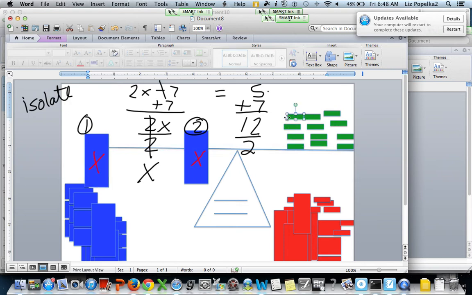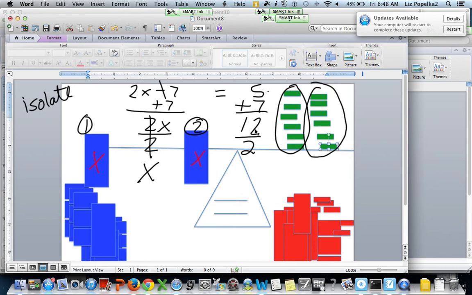So I've got 1, 2, 3, 4, 5, and 6. Whoops. That didn't want to cooperate, did it? And 6. So then I've got 1, 2, 3, 4, 5, and 6. So if I divide those 12 into 2 separate groups, group number 1 has 6 in it, group number 2 has 6 in it. So 12 divided by 2 is 6. That means that 1x is equal to 6.